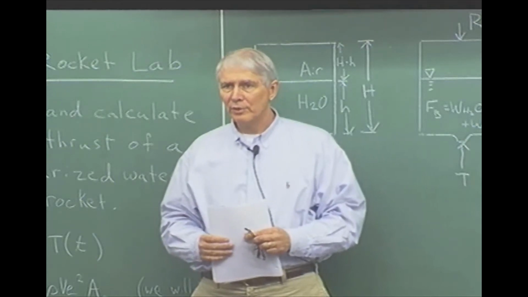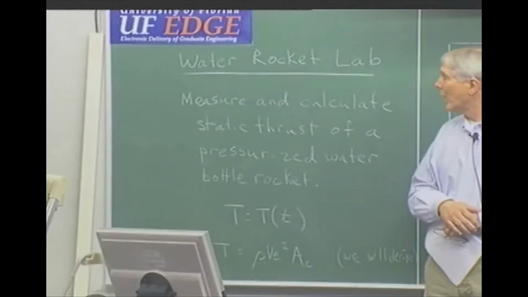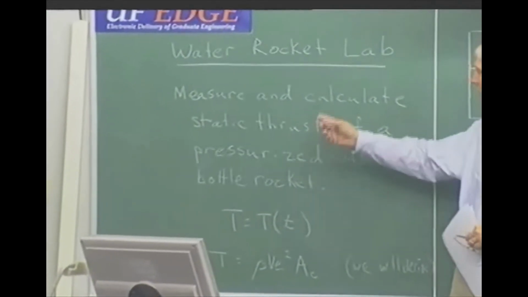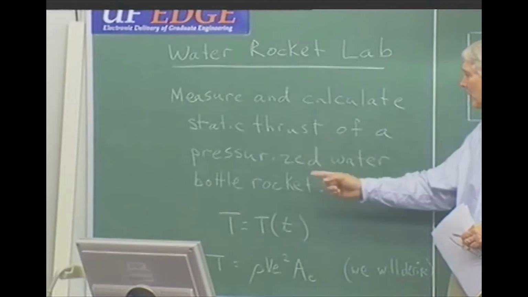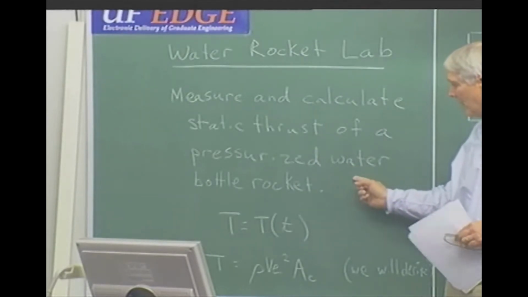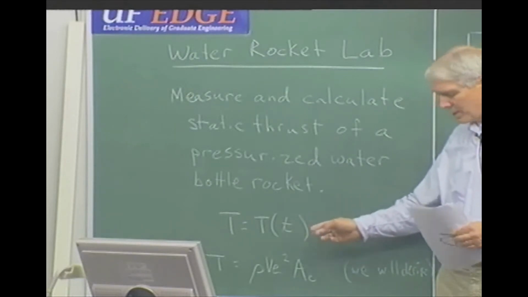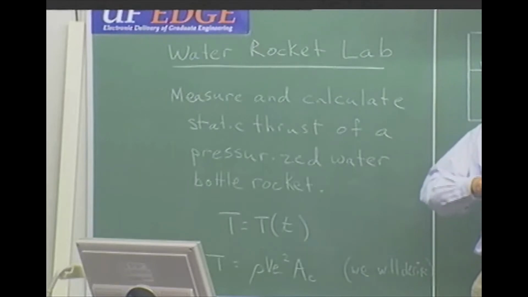Hello. In this lab, this is our pre-lab for our water rocket lab. In this lab, we're going to measure and calculate the static thrust of a pressurized water bottle rocket. Now, the thrust inside of the bottle rocket is a function of time. So we're going to have to calculate what that thrust is.